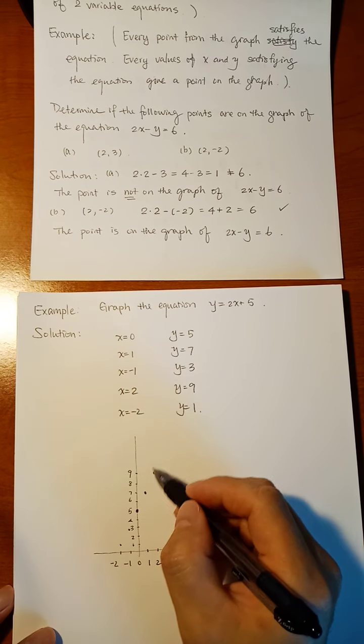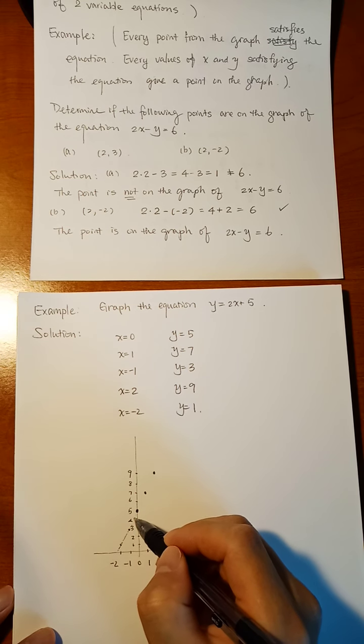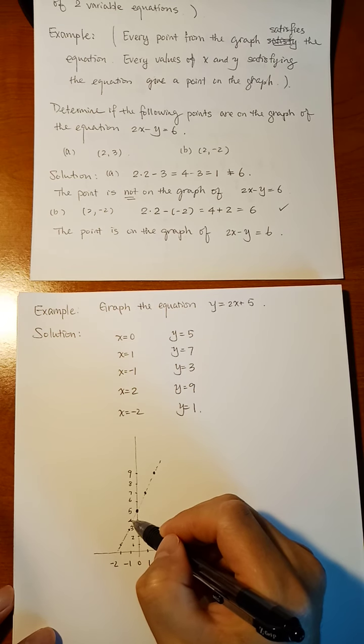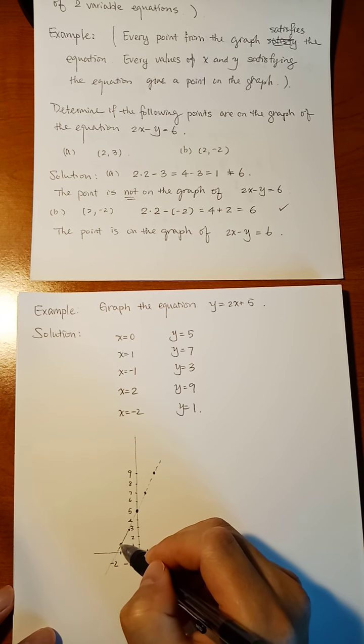Once you have those five sample points, you always use a smooth curve to connect them. You do not draw some weird graphs.